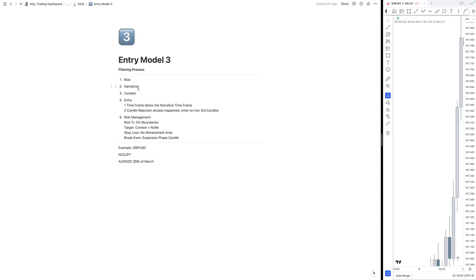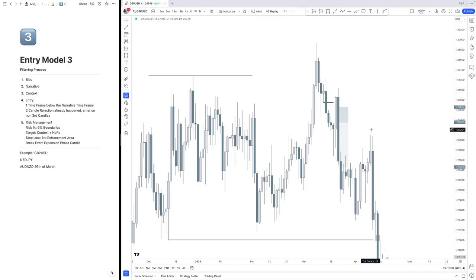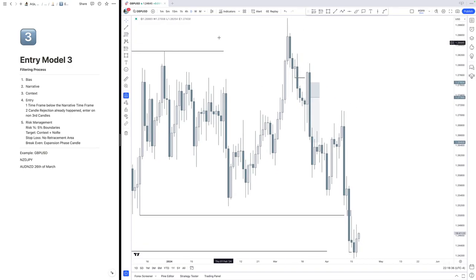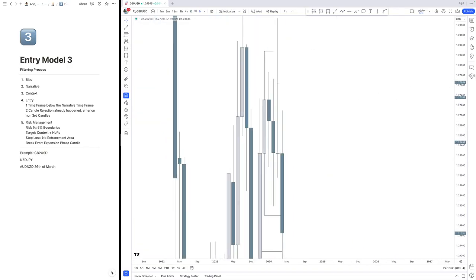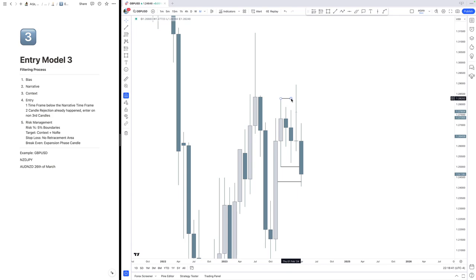Let me show you a few examples right here. Here we are on GBP US dollar to show you the bigger picture. On the monthly right here, we had potential sweep of that high right there.